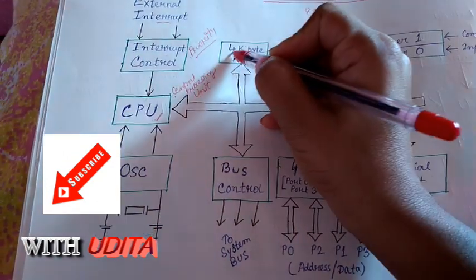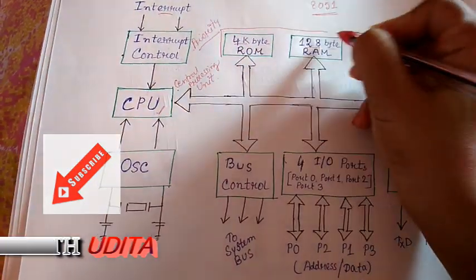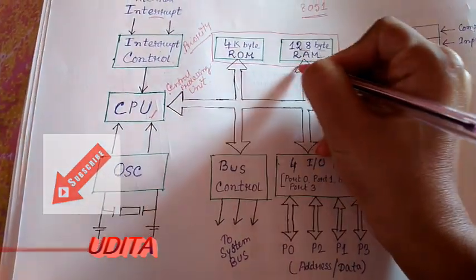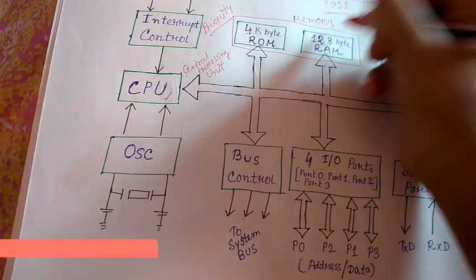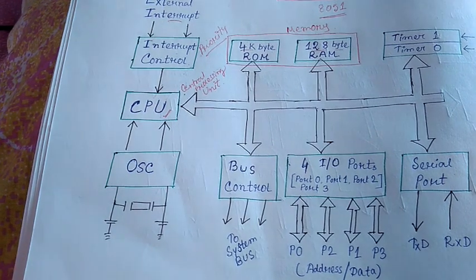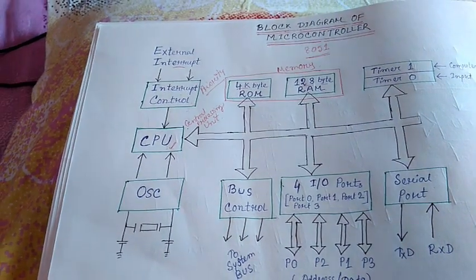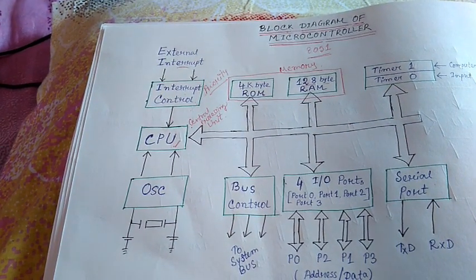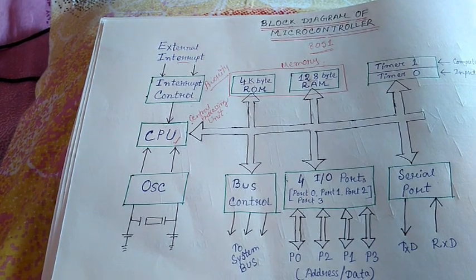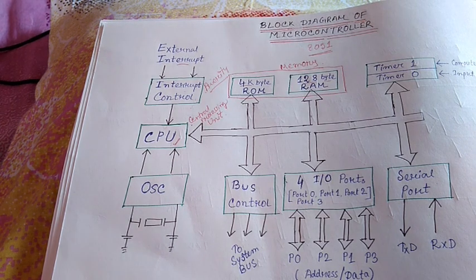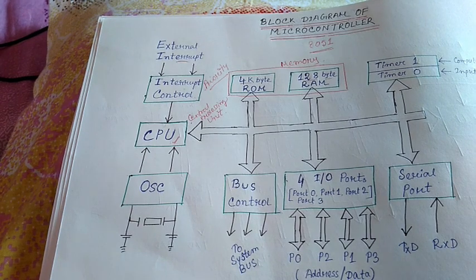Now coming to the ROM and RAM part. You can see 4 kilobyte ROM and 128 byte RAM, and the total part is called the memory, that is the on-chip memory. That means this memory is divided into two parts, ROM and RAM, and this memory is also on chip in the microcontroller unit. So all the parts are on chip in the IC.